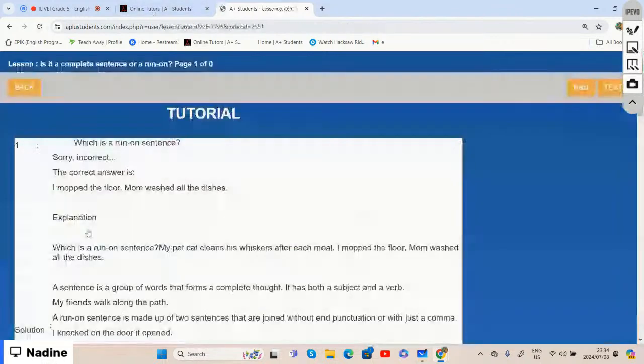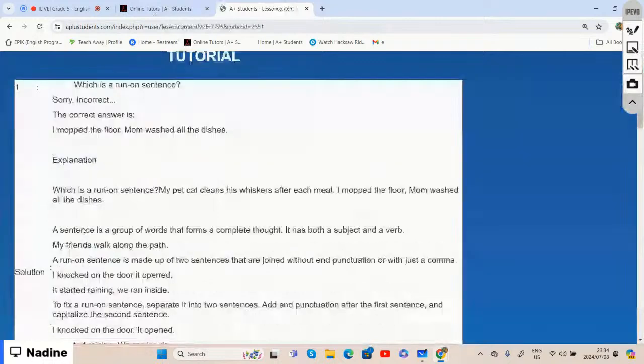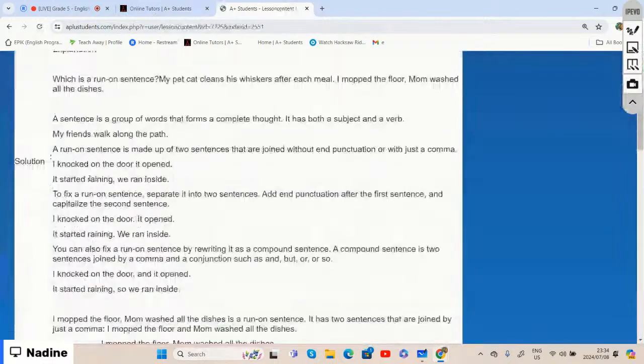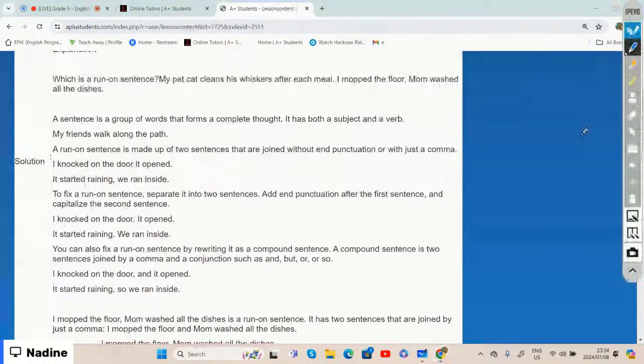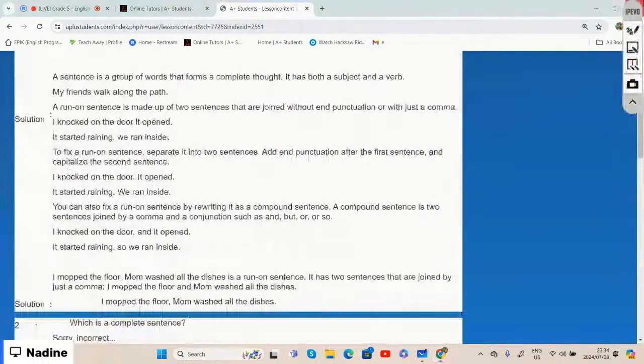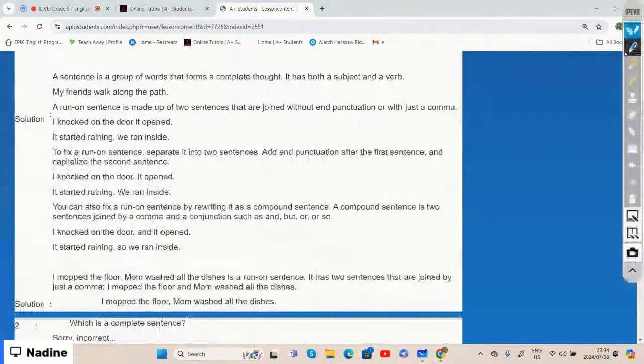So we need to say is it a sentence or a run-on? And remember, we said that a sentence is a group of words that forms a complete thought and has a subject and a verb. But now we're going on to a run-on sentence. Who drives a long distance? Well done. All right, so now we said a sentence is a group of words that has a subject and a verb, and that shows a complete thought. But now we're going on to a run-on sentence.